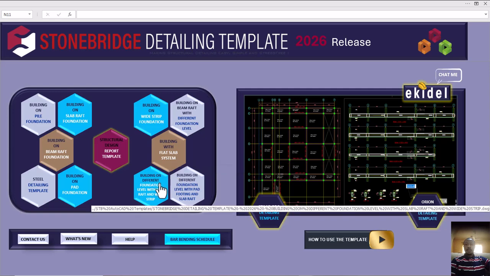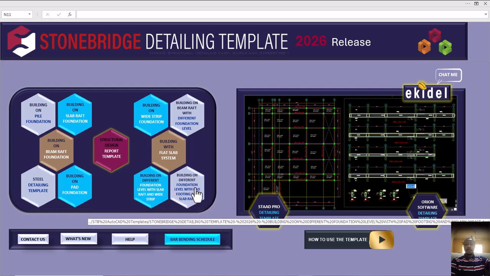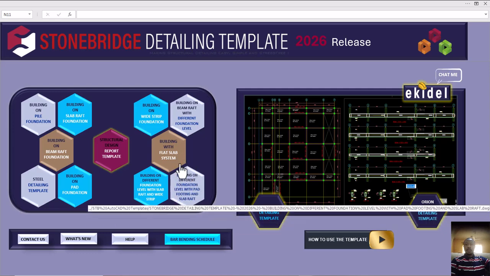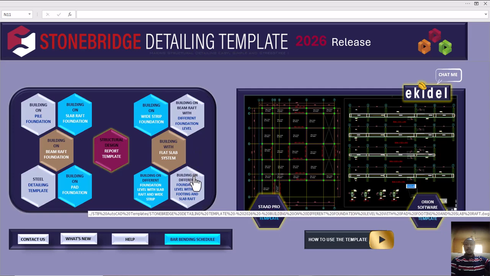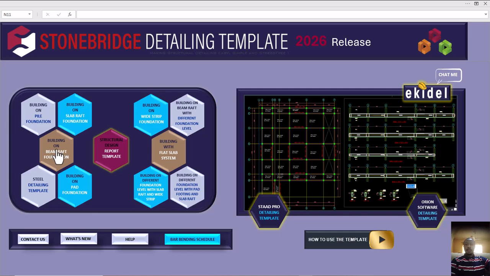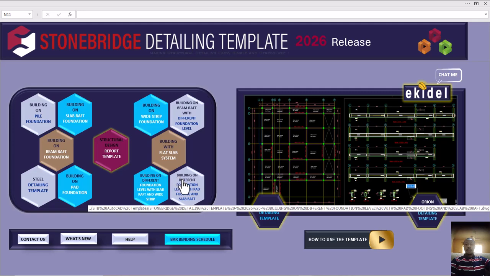And we also go further. You see building on different foundation level with what? Slab raft and white strip. Building on different foundation level with pad footing and slab raft. So you can now see what we have in this package, that these are the things that you cannot do without. How to detail them is very important. You might have gotten used to this, but in this aspect, the new ones that have been added, you need to also understand it very well.